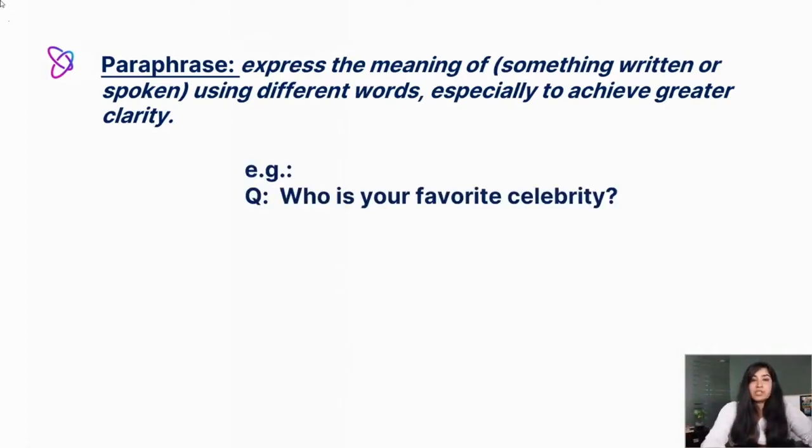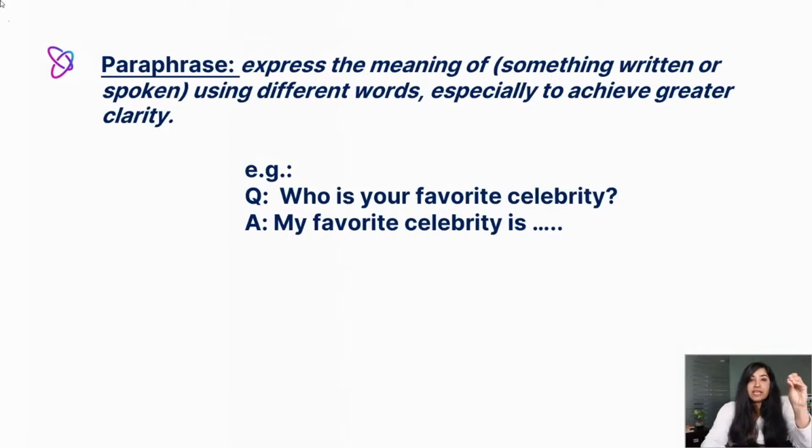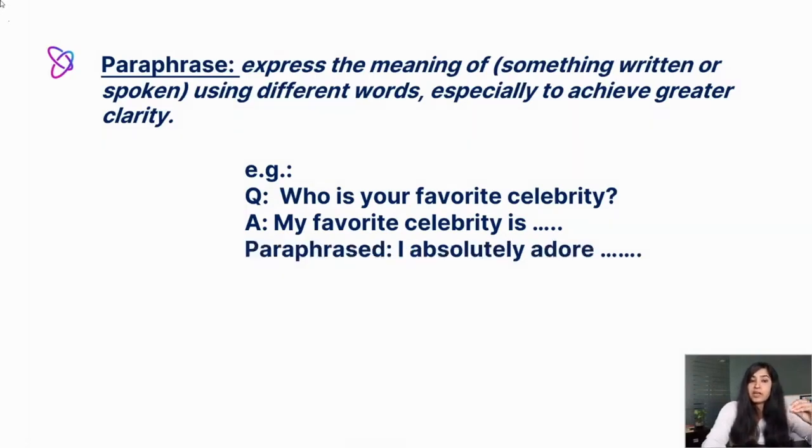If you get a question during the exam, for example, who is your favorite celebrity? And you answer, my favorite celebrity is... That is directly taking words that the examiner has said and just repeating them. And that would bring your score down because you're not paraphrasing it. You're trying to show the examiner the speaking skills that you have. So instead of just picking up the same words and phrases that the examiner is saying, maybe a better answer would be, I absolutely adore whoever it is.